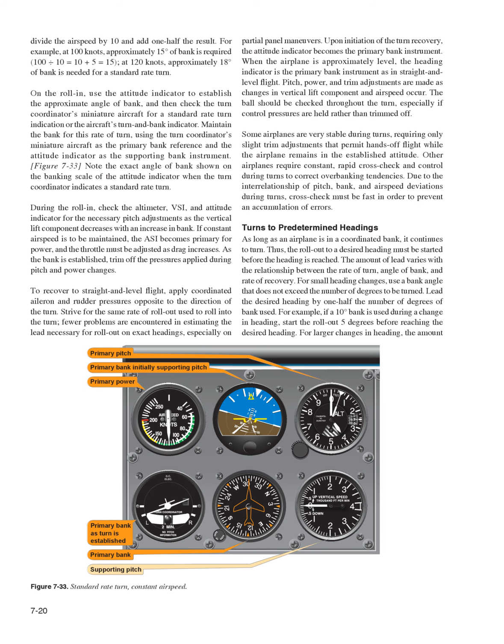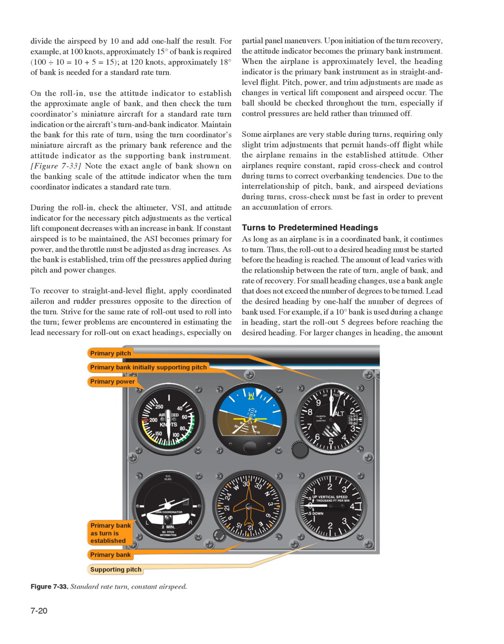During the roll-in, check the altimeter, VSI, and attitude indicator for the necessary pitch adjustments as the vertical lift component decreases with an increase in bank. If constant airspeed is to be maintained, the airspeed indicator becomes primary for power, and the throttle must be adjusted as drag increases. As the bank is established, trim off the pressures applied during pitch and power changes. To recover to straight and level flight, apply coordinated aileron and rudder pressures opposite to the direction of the turn.